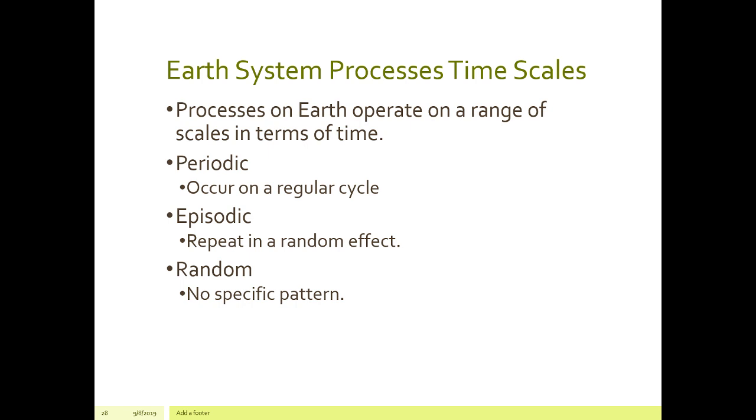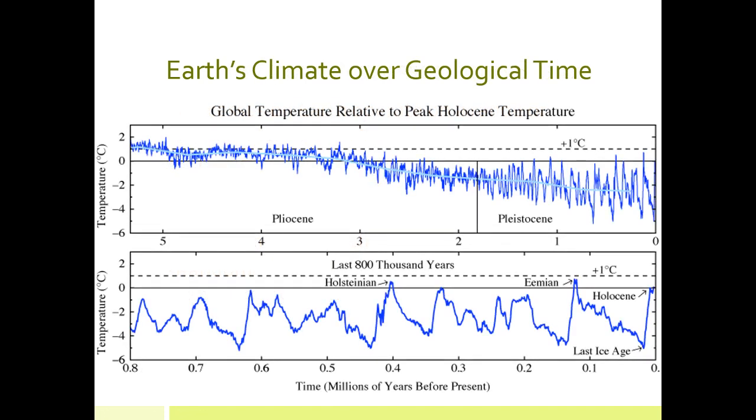We don't know. So what's really important to look at is climate over geological time. So you can get an idea here. These are two graphs looking at the temperature of the Earth, the natural temperature of the Earth, and how it changes. You can see that this is a periodic type of thing. We have rises and falls and rises and falls, and it's fairly periodic. You can kind of get an idea that every certain number of years this is going to happen.